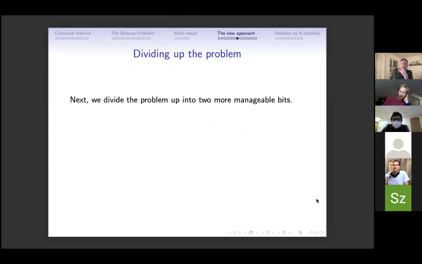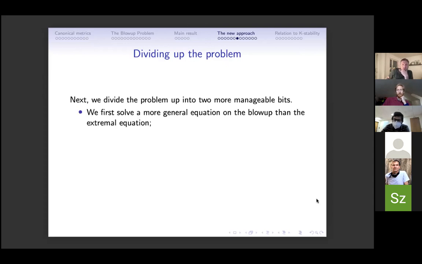So that's actually the next step. The next step in the approach is that we divide the problem up into two more manageable bits. If we directly try to solve the extremal equation, then we know we're going to run into problems. So instead, what we do is solve an easier equation first on the blow up, and then we analyze when we have actually solved the equation we wanted, which is the extremal equation, after that.